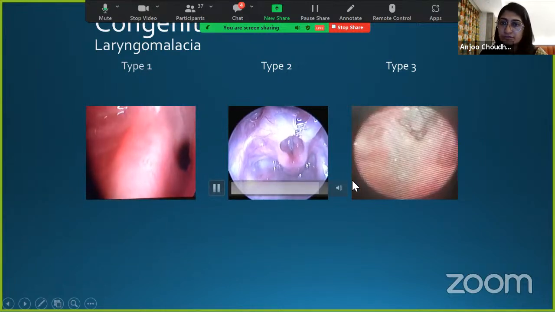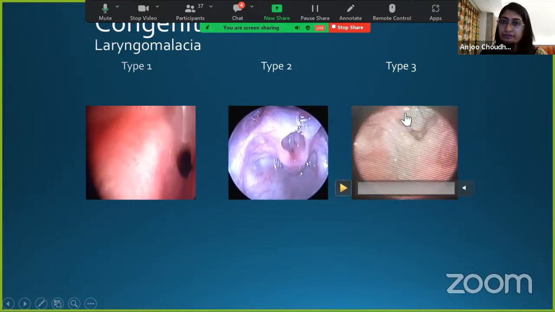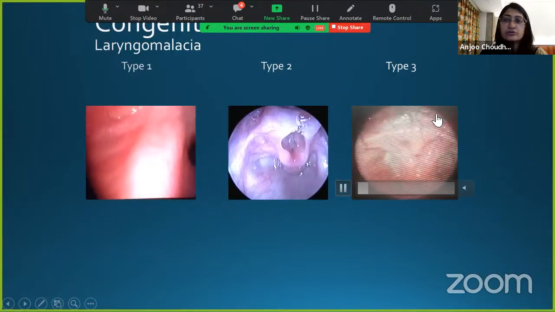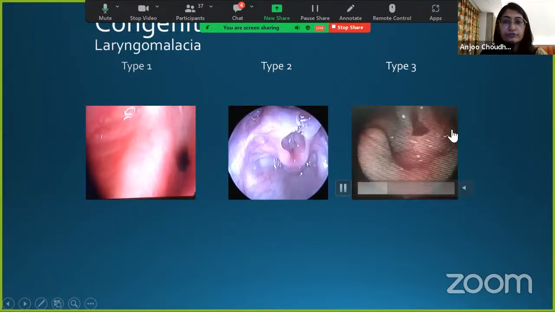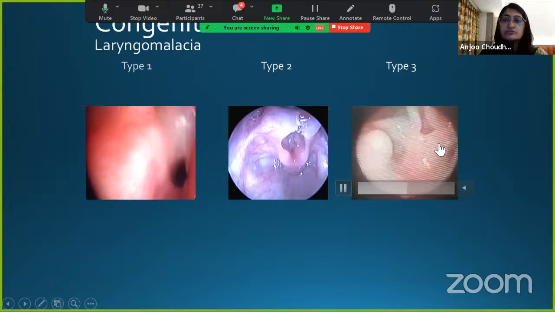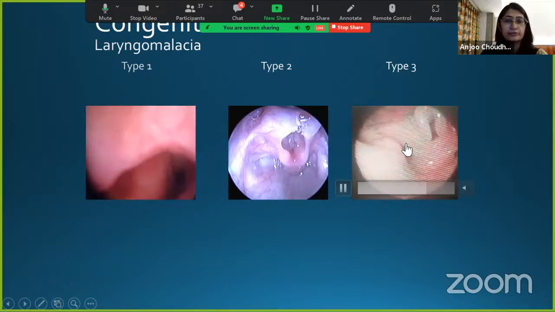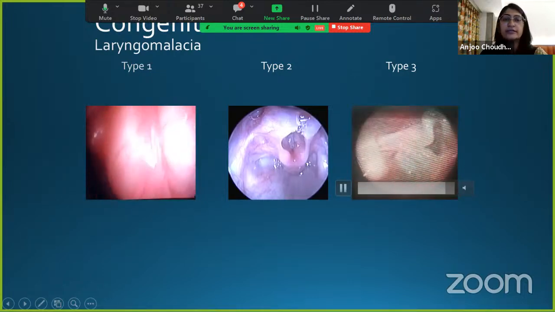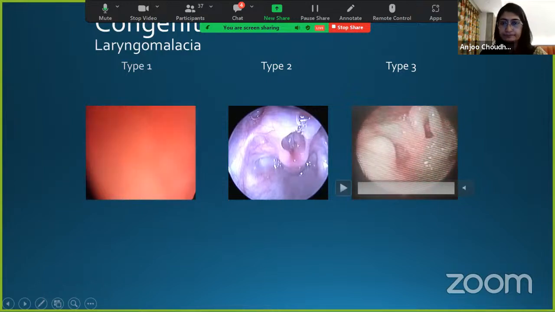In this video, you see this epiglottis prolapsing with every breath inside. So this does not gain rigidity even after waiting for several months. So such children, if we do a simple endoscopy and try to diagnose it, we can give good results.